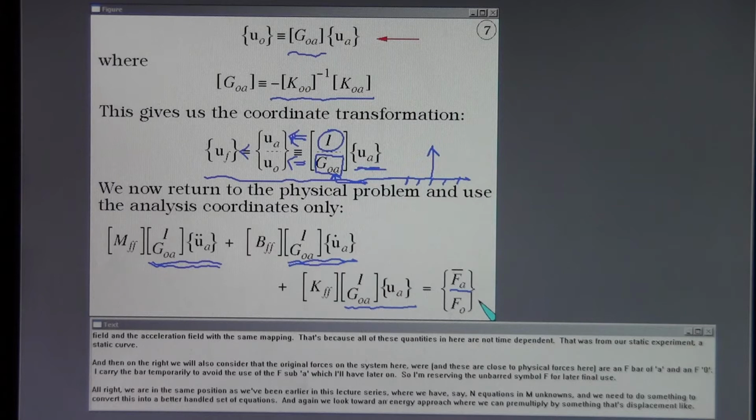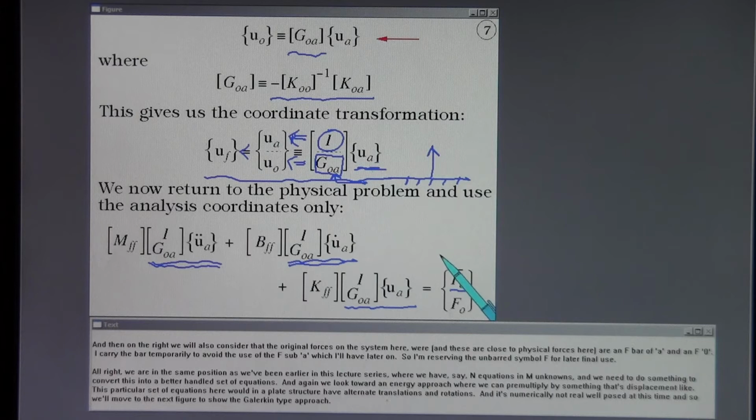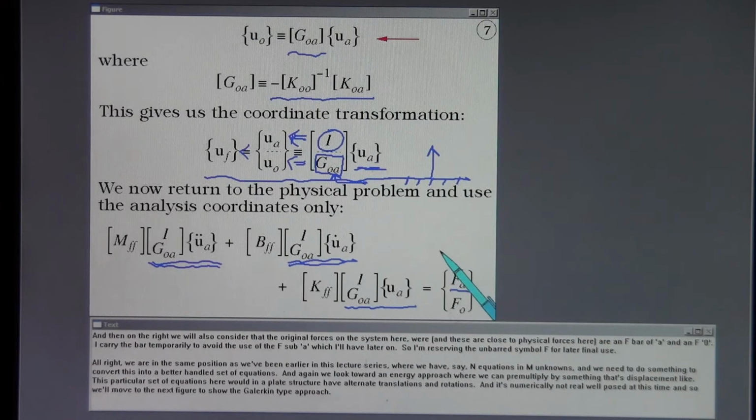All right, we are in the same position as we've been earlier in this lecture series, where we have, say, n equations in m unknowns, and we need to do something to convert this into a better handled set of equations. And again, we look toward an energy approach where we can pre-multiply by something that's displacement-like. This particular set of equations here would, in a plate structure, have alternate translations and rotations, and it's numerically not real well posed at this time, and so we'll move to the next figure to show the Galerkin type approach.